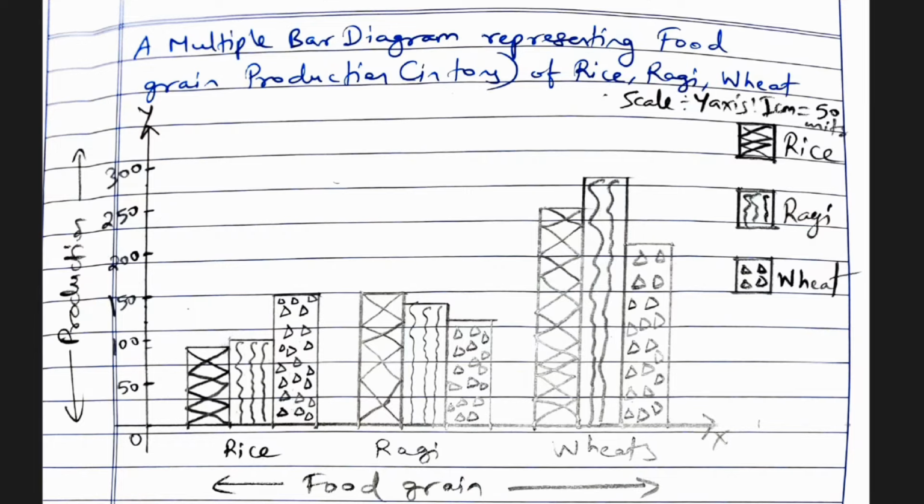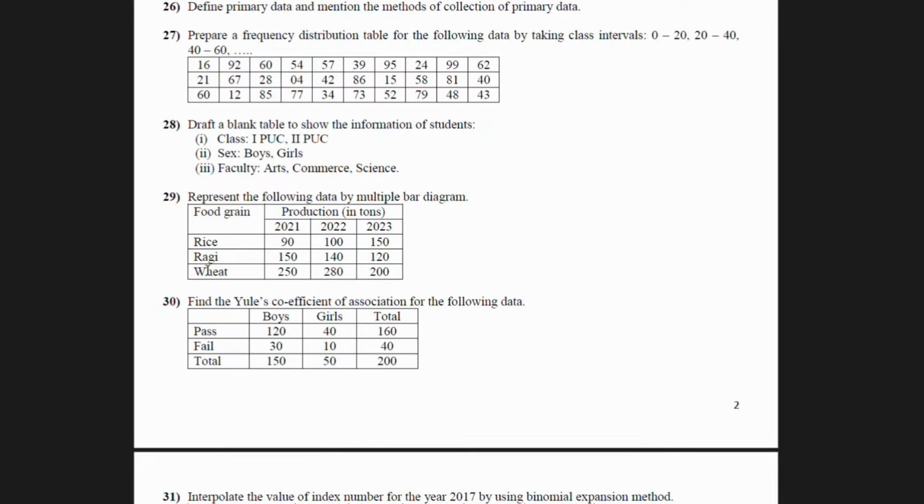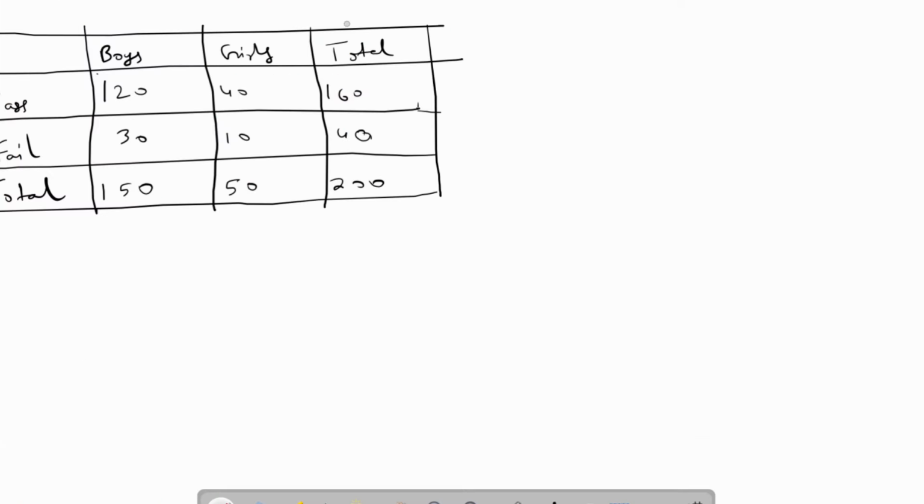Okay, next, 30th one: find Yule's coefficient of association for the following data. Let us write this. Two attributes are given here. One is gender, one is result. Under gender you have boys and girls, and in results you have pass and fail. Let us see how we write this.